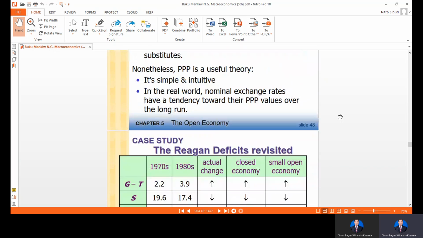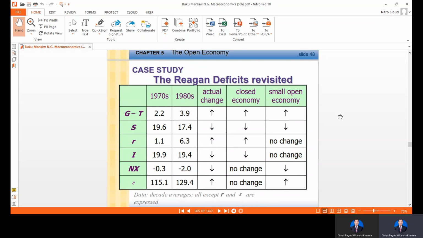And here are some examples, the Reagan deficit revisited, in 1917. Here is government saving, and the actual change is positive, for the closed economy and the small open economy. And here are the examples.